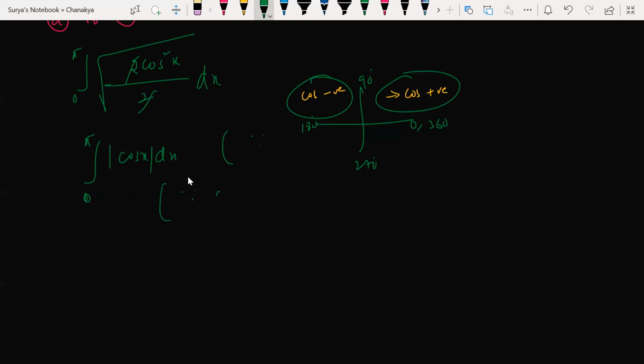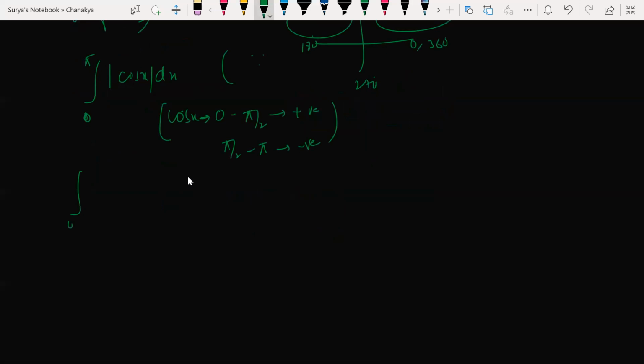Why? Since 0 to 90 degrees it is positive, 90 to 180 degrees negative. In fact, you write pi by 2. In terms of radians, beta, 0 to pi by 2 positive, pi by 2 to pi negative. Okay, cos function, modulus of cos x. This is how we write. So now just simplify that. 0 to 90 cos x, which is positive, plus now 90 to 180 cos is negative, so negative cos x.